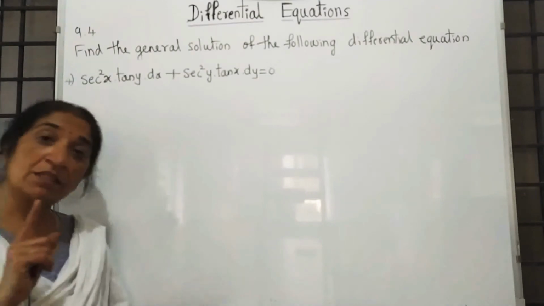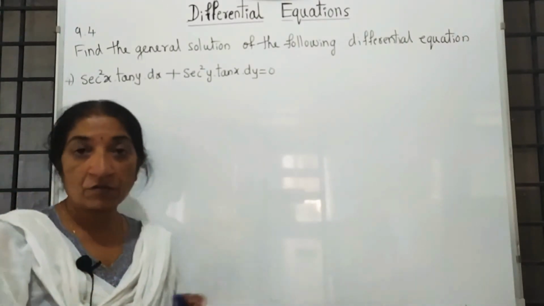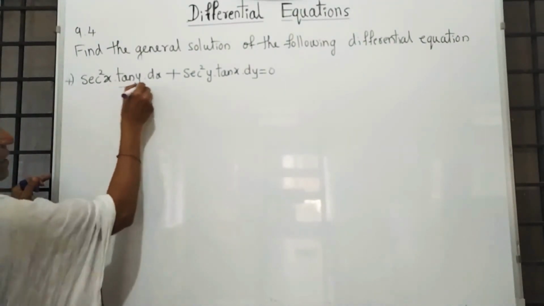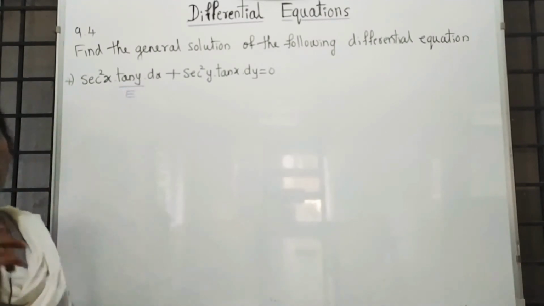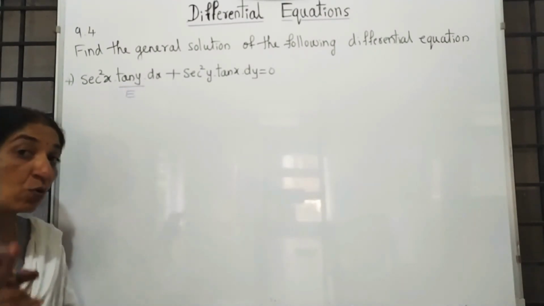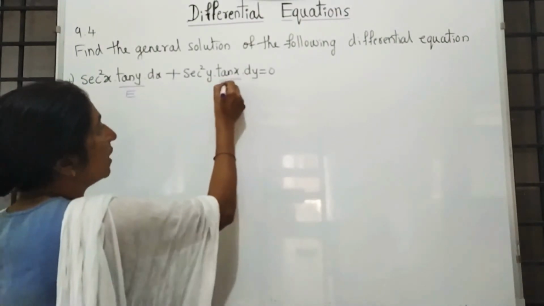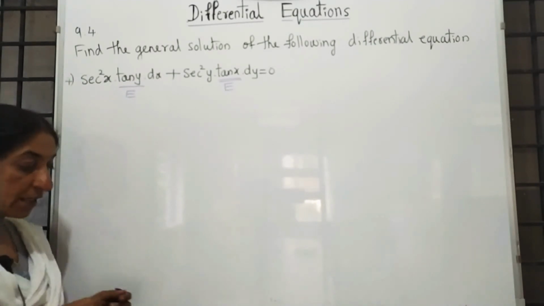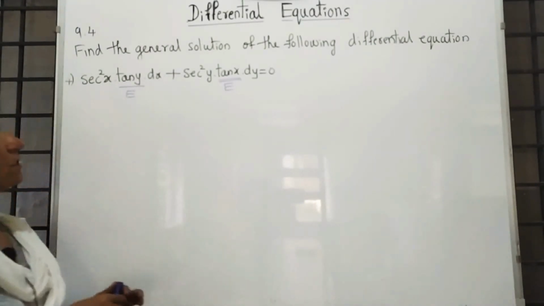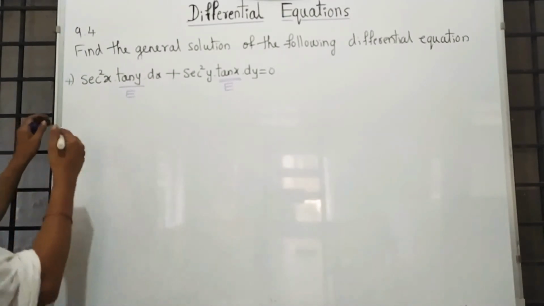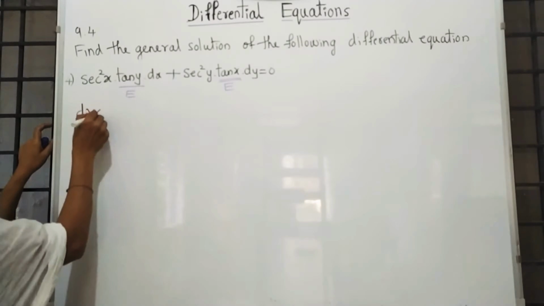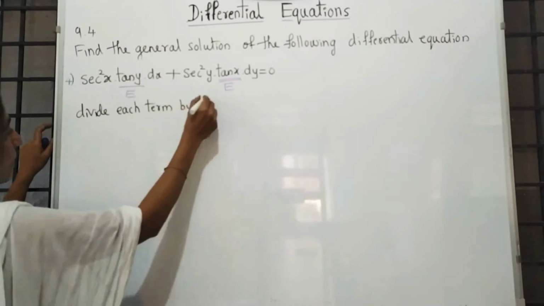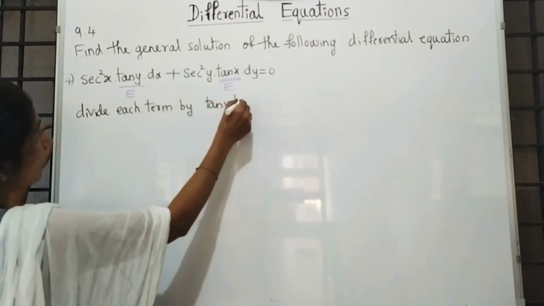Now how to identify which terms we have to separate? Remember one thing, with the dx we want only x terms. With the dx, y terms are extra, so let us mark them as extra. And with the dy we require only y terms, x terms are extra. So we marked the extra terms. Now after marking, multiply them. What is the multiplication? Tan y and tan x. So after multiplying, write like this: divide each term by tan y into tan x.